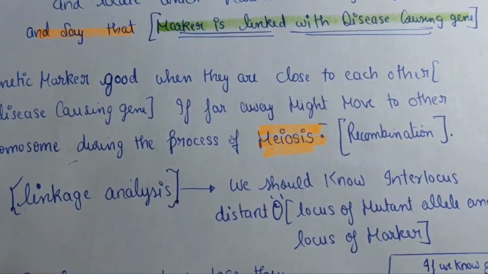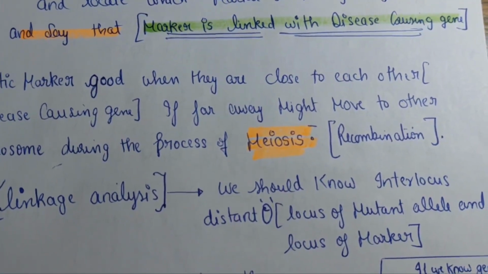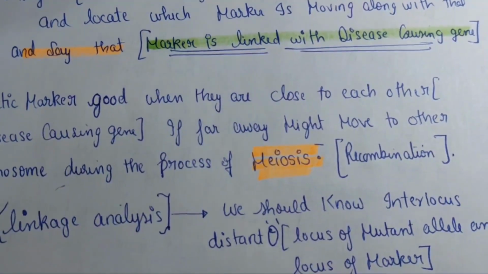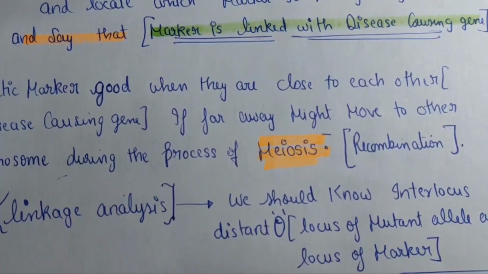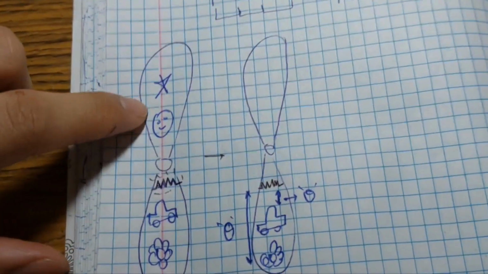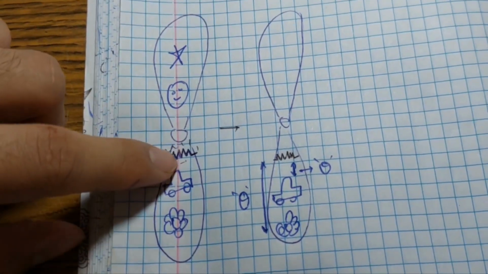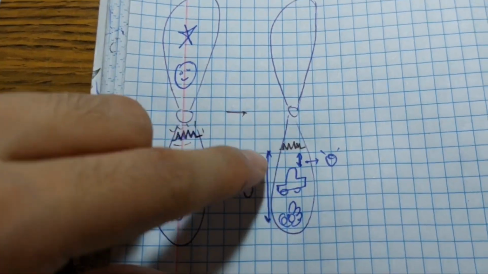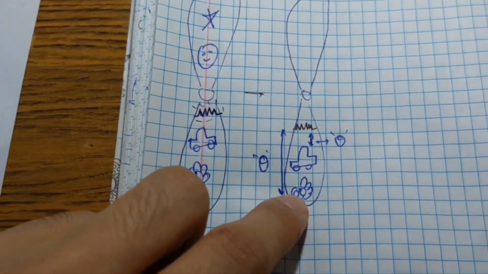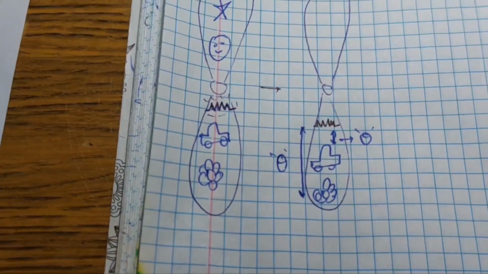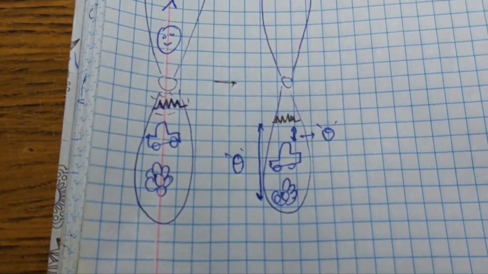A genetic marker is good when it is close to the disease-causing gene. But if the genetic marker is far away from the disease-causing gene, it is not good, because that genetic marker might separate from the disease-causing gene during meiosis and our diagnosis will be wrong. For example, here we have genetic markers like star, man, and this is a defective gene, car and the flower. The defective gene is closer to the car and far away from the flower. So if we determine that whenever there is a car in the family, the defective gene is also present and the disease is present, our analysis can be more accurate.